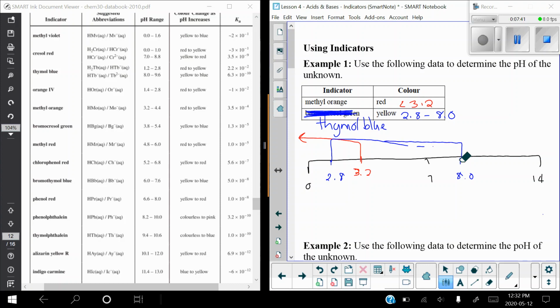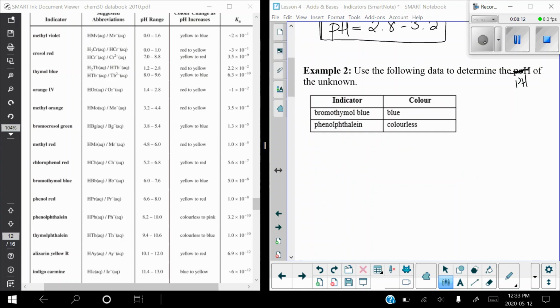Now, from here, you're going to see where they overlap, where both of the indicators overlap, which is happening right here. So your pH range is equal to 2.8 to 3.2. Now the thing with indicators is you can't really get an exact pH, you'll get a range. So this would be my final answer, 2.8 to 3.2. We can't say where it is directly between there, so I have to report the whole range.